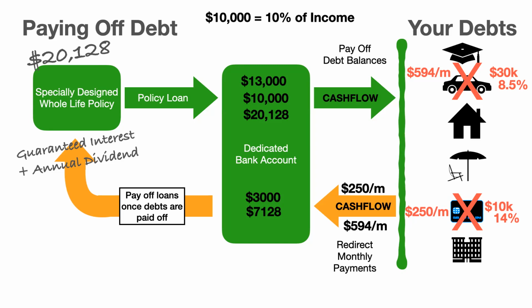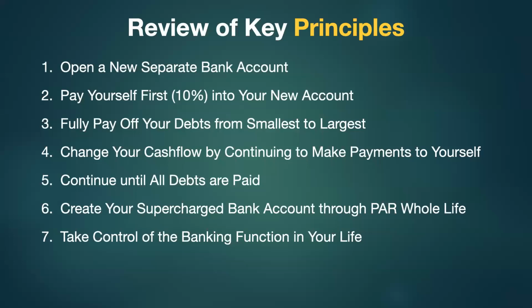I hope that you picked up on some things and you learned some things. Here's the review of the key principles. You open a new separate bank account, you pay yourself first 10% from your salary, no matter what. You could do this with whatever level of pay you have. You fully pay off your debts from smallest to largest. And you change your cash flow by continuing to make those payments, but rather than to the debtors or your creditors, you pay it to yourself. And you continue to pay that until all your debts are paid.